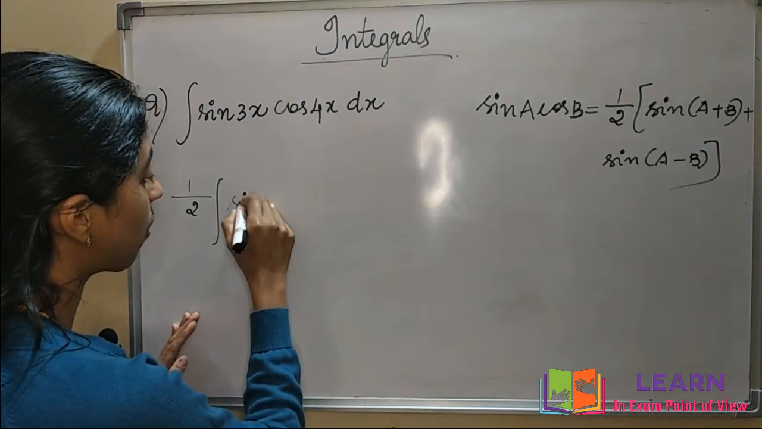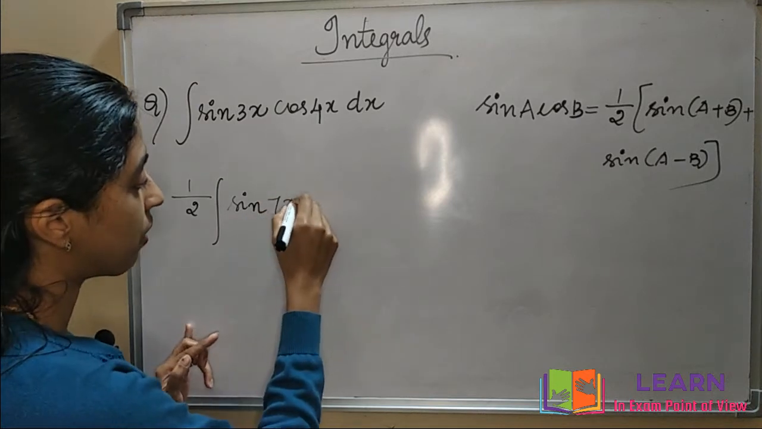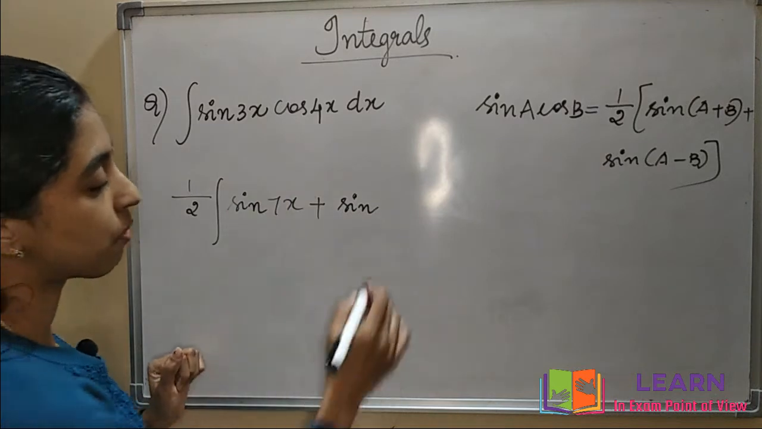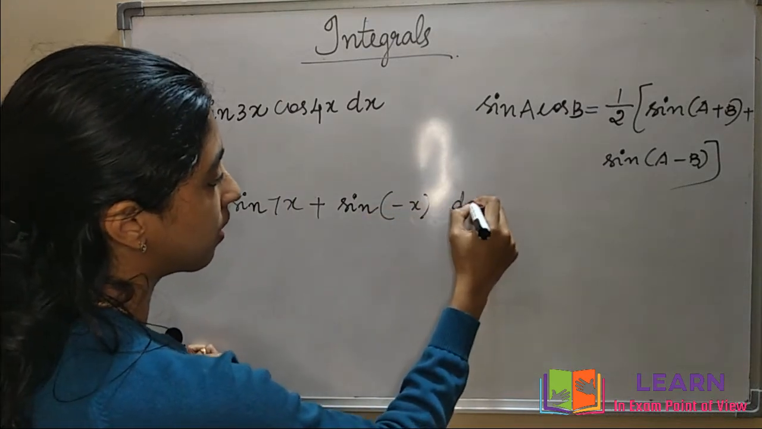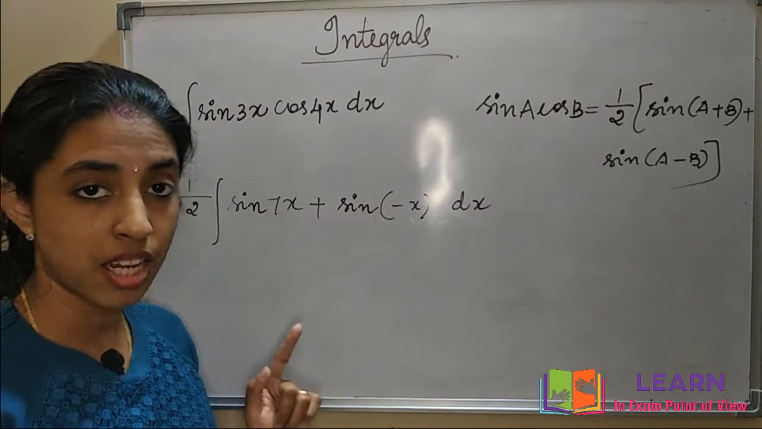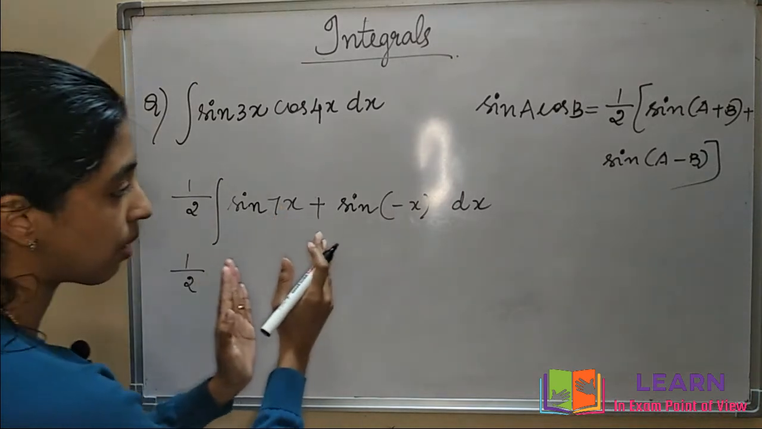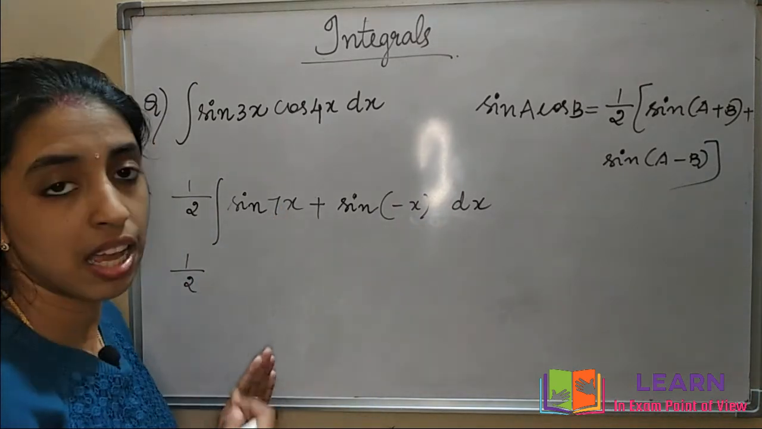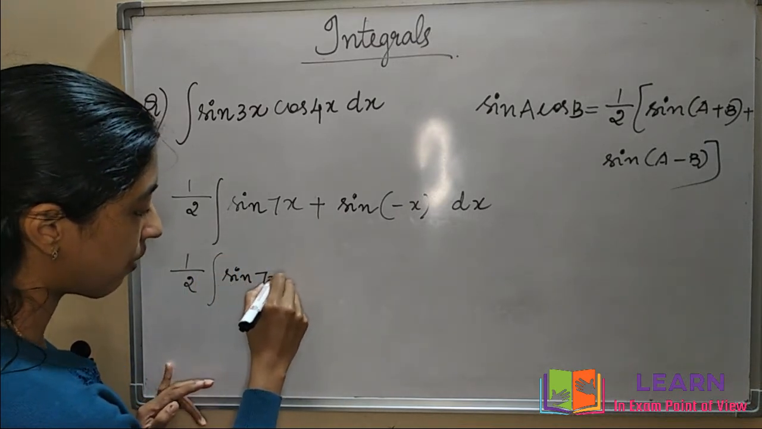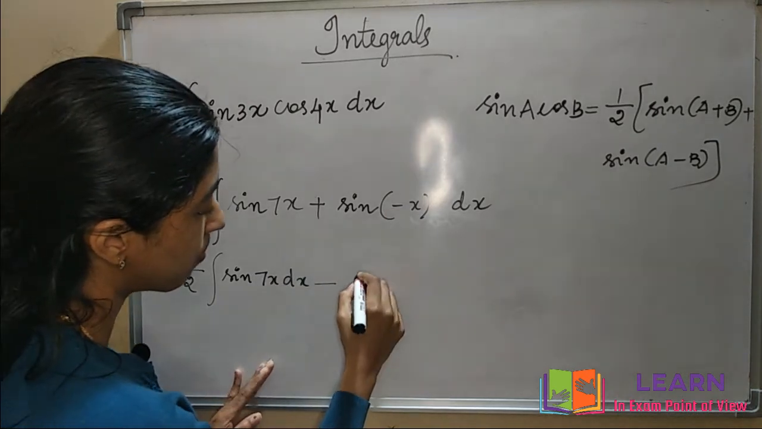So sin of A plus B, that is 3x plus 4x, 7x. Plus sin of A minus B, 3x minus 4x, we have minus x, dx. Actually sin of minus x is what? Minus sin x. This negative sign we can write here. Half of, at the same time we can separate the two terms and integrate. Half is common for both. Integral of sin 7x dx, one term. This minus we can write here.